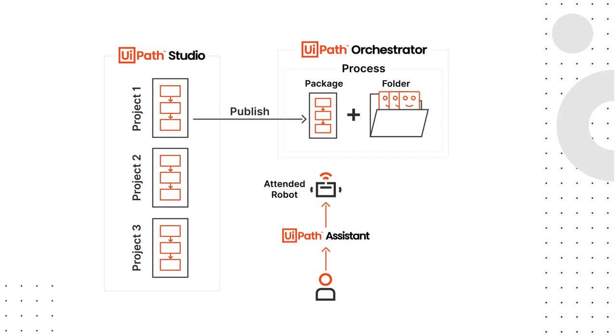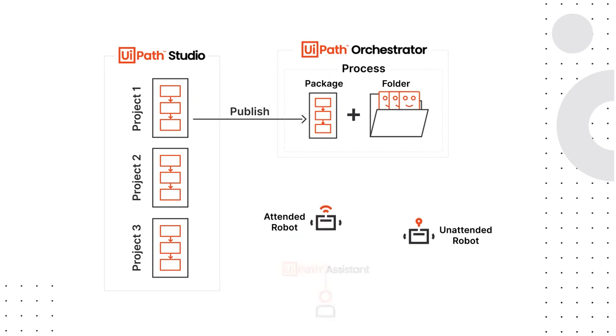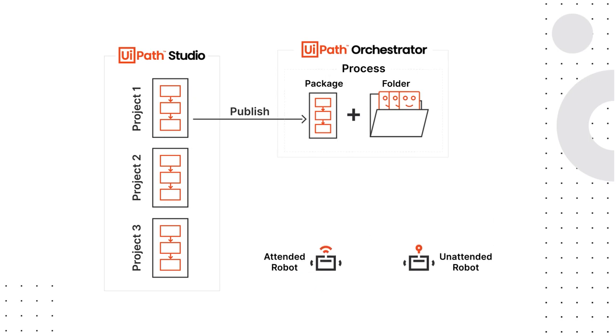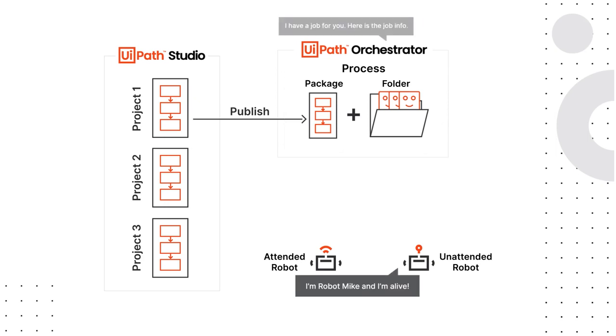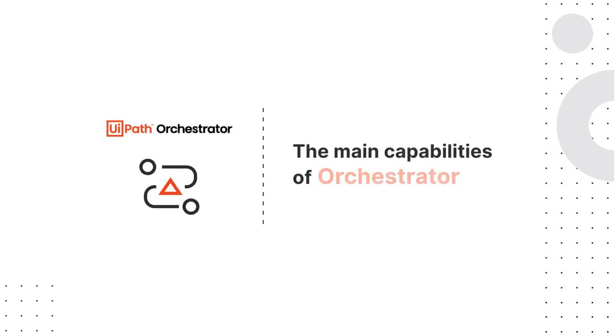These robots are known as attended robots. The robots deployed on separate machines, working without direct human intervention, are called unattended robots. Process execution for this type of robot is launched and managed by the orchestrator. In both cases, process execution is done through jobs. More specifically, each execution of a process by a robot is called an individual job, be it attended or unattended. Communication between the robot and orchestrator is always initiated by the robot. Great! Now moving on to the main capabilities of Orchestrator.